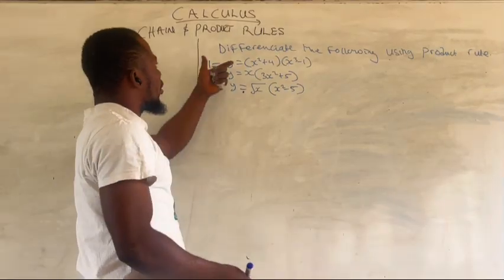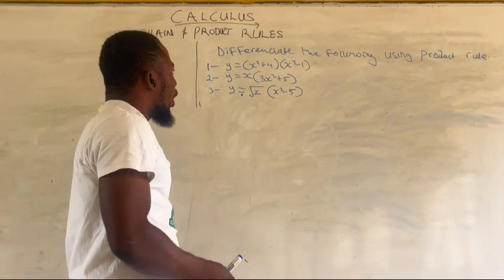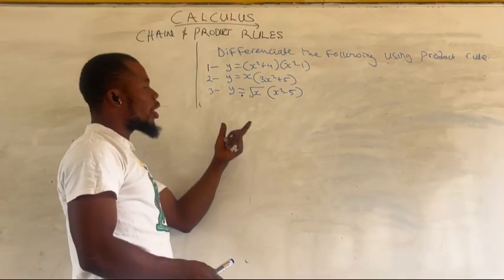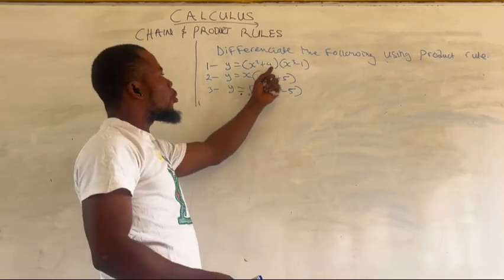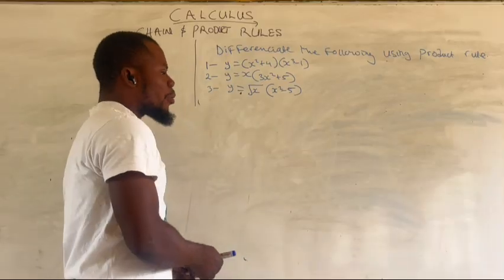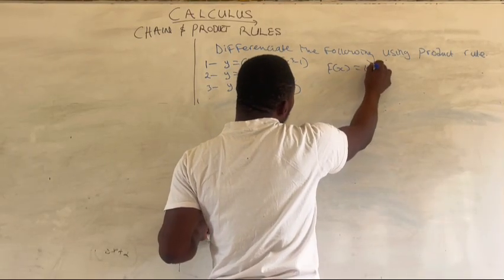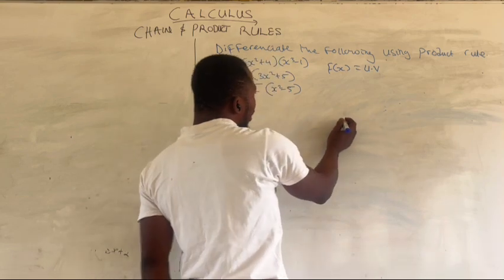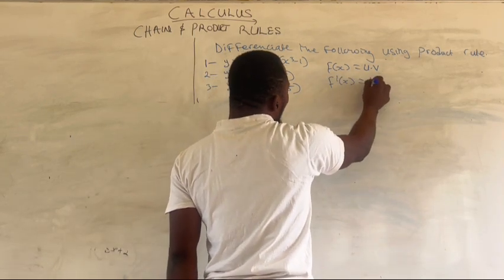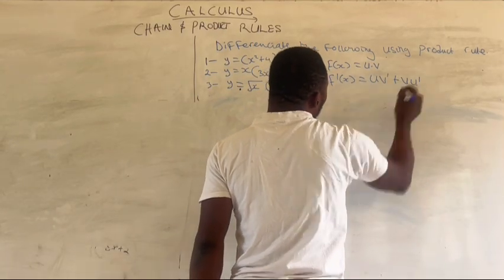The question said, differentiate the following using the product rule. And even without telling us that we use the product rule, we already know that we use it, since they are multiplying each other, from the name product rule. The formula for the product rule is f of x equals u multiplied by v. The derivative we'll be using is f prime of x equals u v prime plus v u prime.